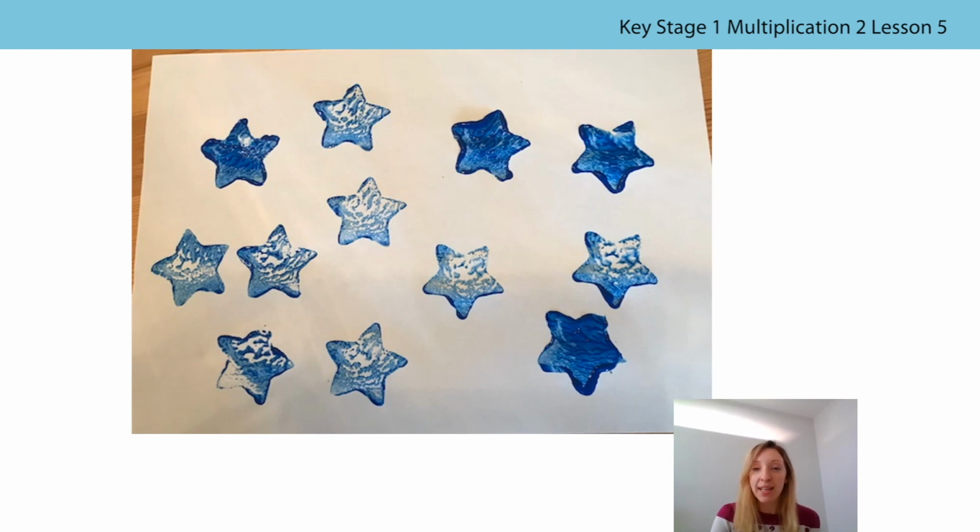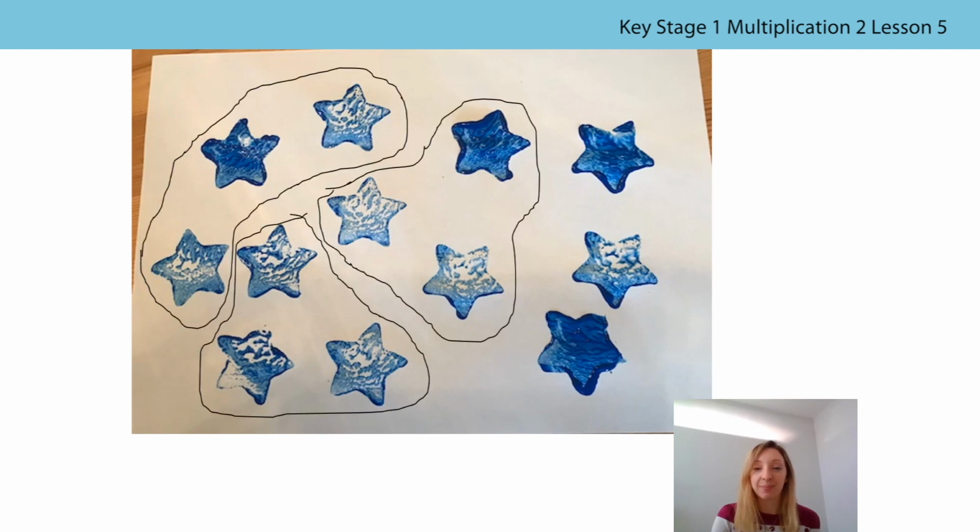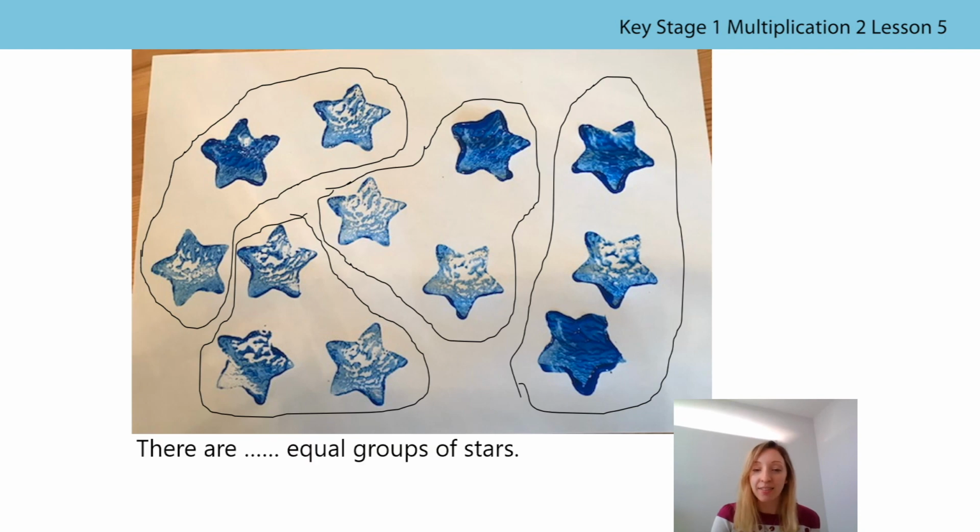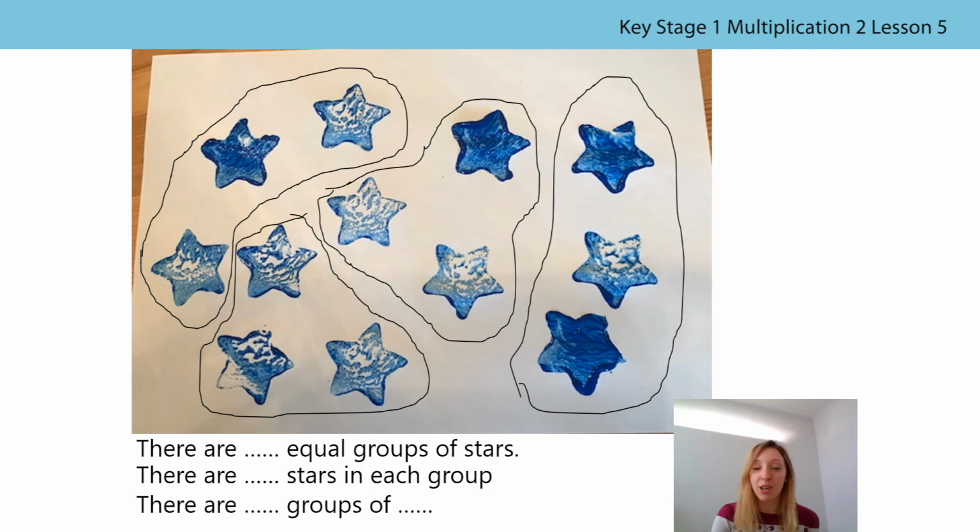So this was how I arranged my stars into equal groups last time. How many equal groups of stars are there? There are 4 equal groups of stars. Fantastic. How many stars are in each group? That's right, there are 3 stars in each group. And then let's count our groups together. There are 1 group of 3, 2 groups of 3, 3 groups of 3, 4 groups of 3. There are 4 groups of 3.